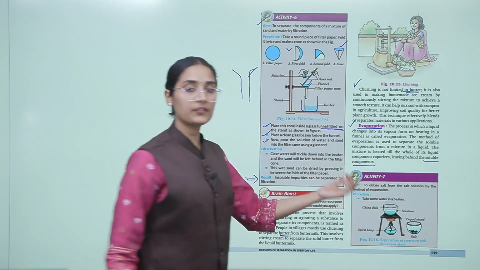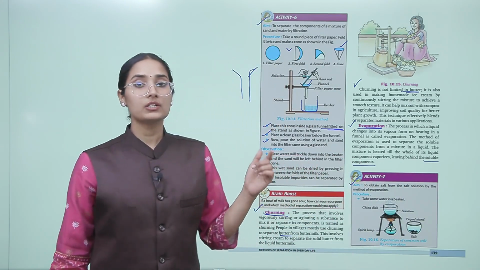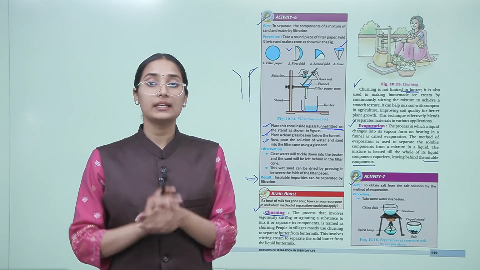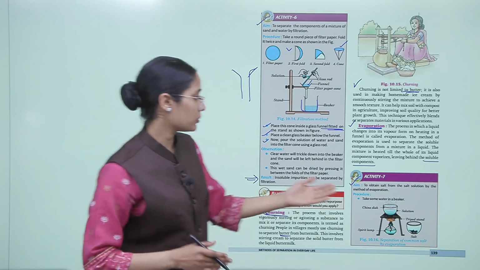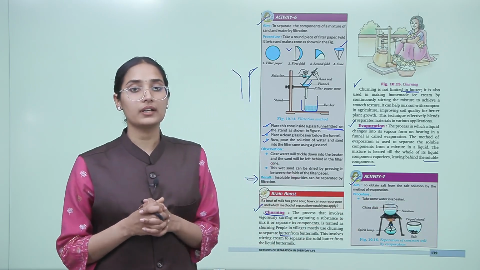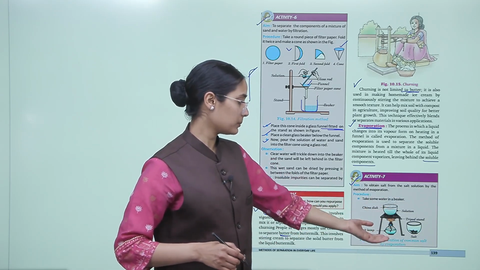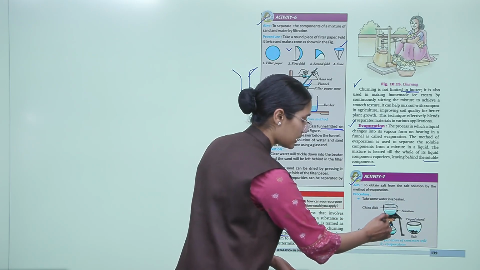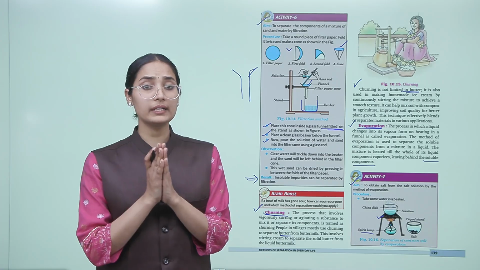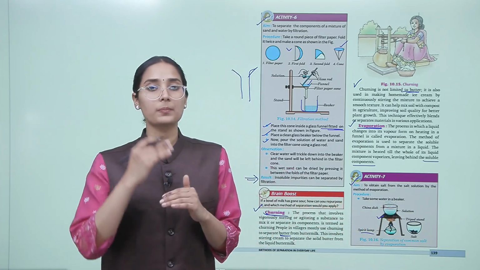So let's do one activity to understand this process. To obtain salt from the salt solution by the method of evaporation, take some water in a beaker. So we have a solution of water and salt, and make sure you put up this setup, put this spirit lamp and burn it. Heat this solution until it starts to vaporize.